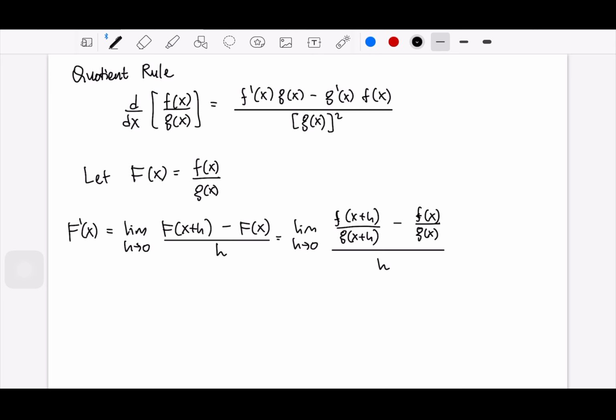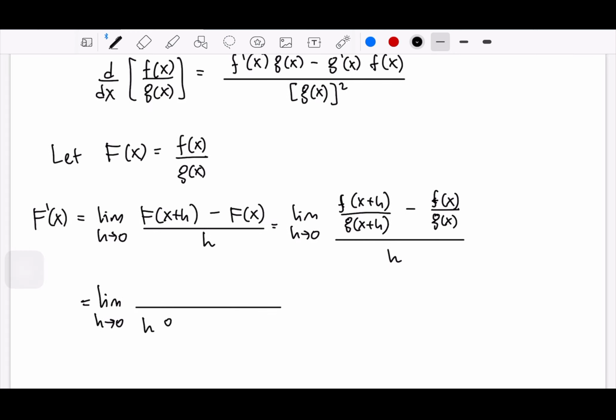Okay, now let's simplify our equations. So write down, so let's move down here. And then this will be g of x, f of x plus h, minus f of x, and then g of x plus h. Okay.